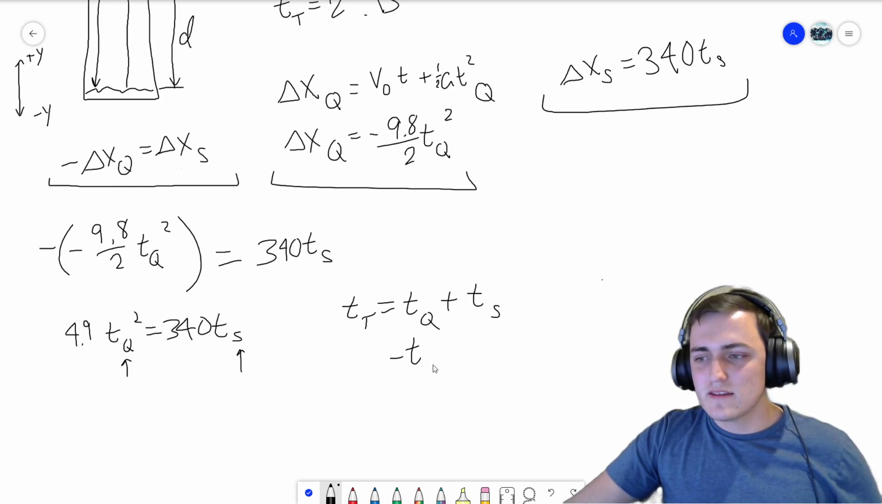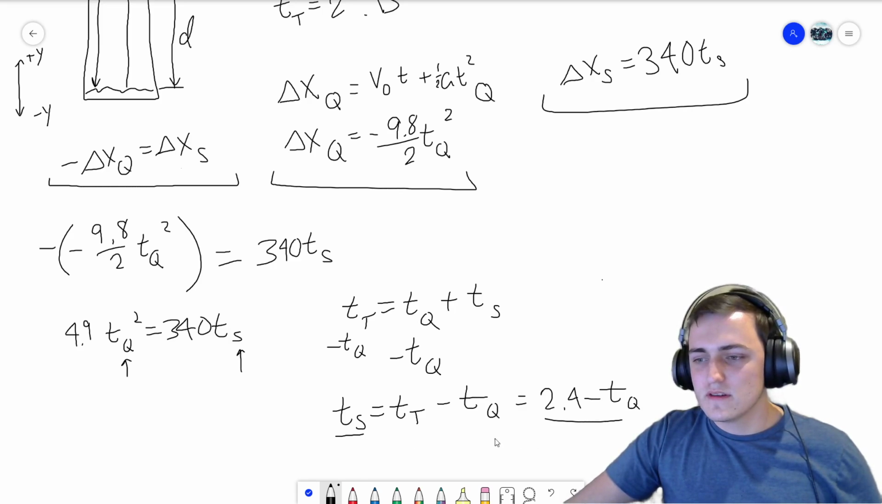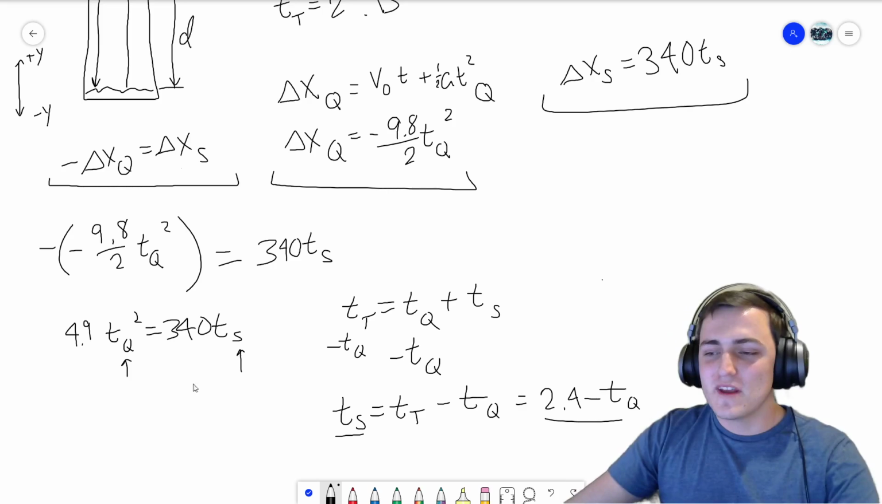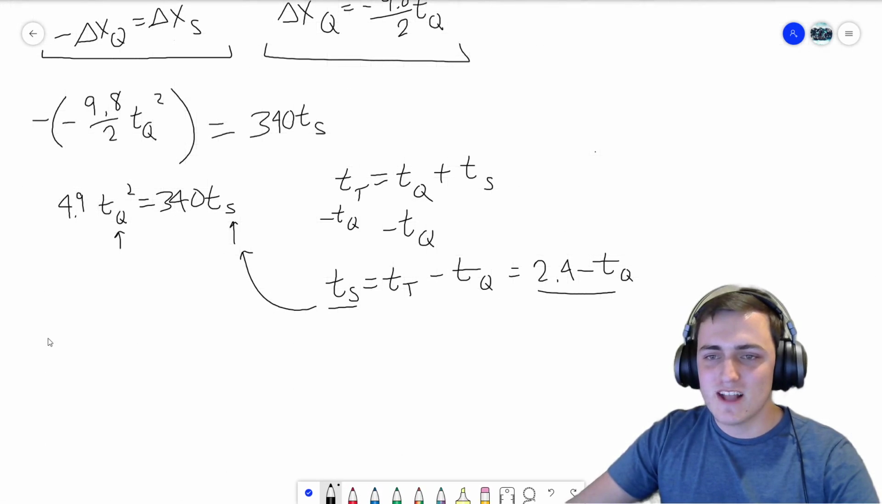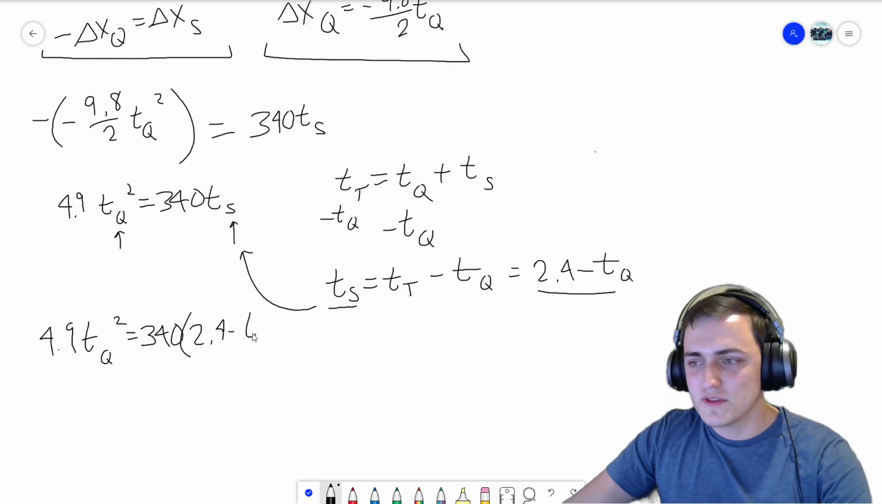And so if we were to subtract the time the quarter moves from both sides, we would get the time of the sound wave is t total minus tq. In other words, 2.4 minus time quarter. And now we have an expression for the time the sound wave takes, right? In terms of the time of the quarter. And so we can take this and plug it back in place of ts. All right, let's give ourselves a little more space. So now we have 4.9 tq squared equals 340, and we are going to substitute in this new expression in terms of tq.